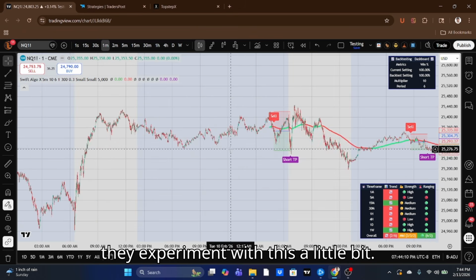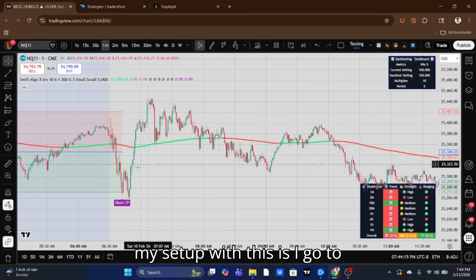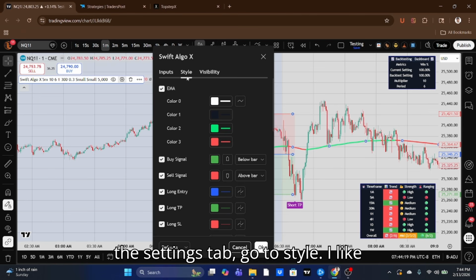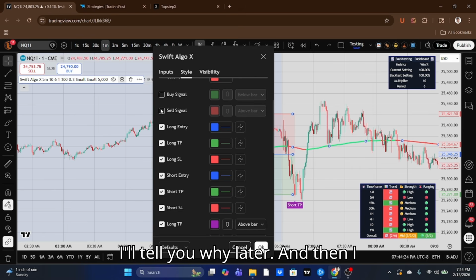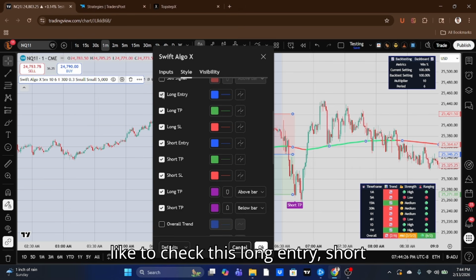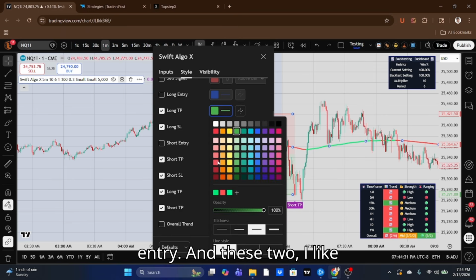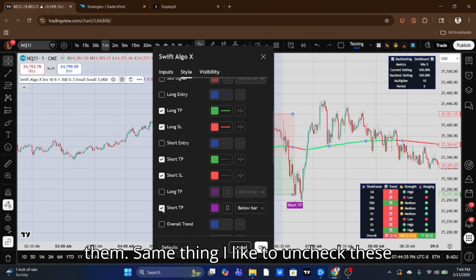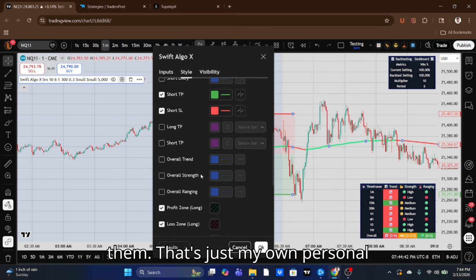I'm going to have to experiment with this a little bit. So how I personalize my setup with this is I go to the settings tab, go to style. I like to uncheck buy and sell signals. I'll tell you why later. Then I like to check long entry, short entry, and add third level thickness to both of them. Same thing, I uncheck these two and add third level thickness to both of them. That's just my own personal preference.